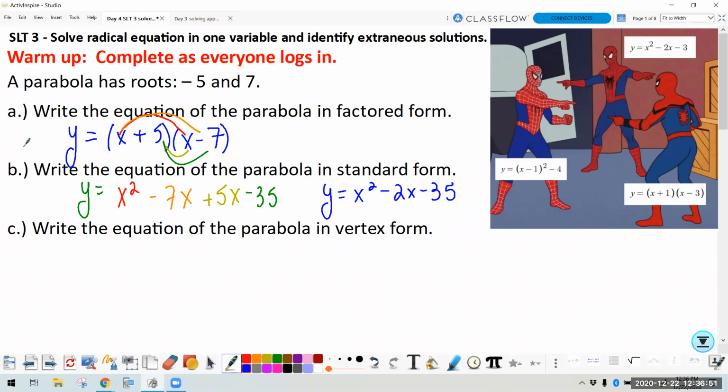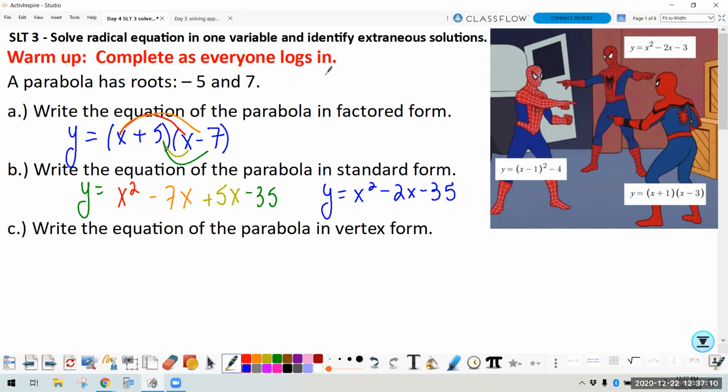What questions do you have before we get to part C? Oh, wait, I got a question. Why is it -7 and not -5? Are you talking about in the multiplication here? Yes, and the factor form.